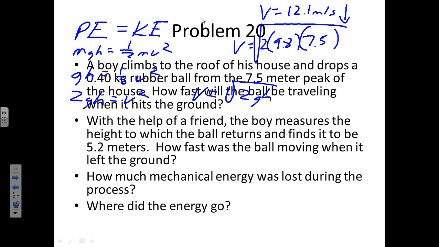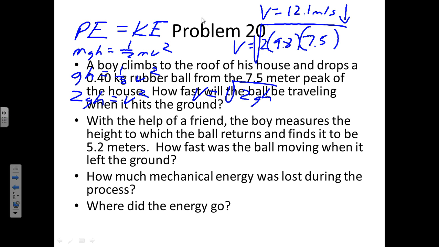All right, with the help of a friend, the boy measures the height to which the ball returns and finds it to be 5.2 meters. So it hits the ground and it bounces back up 5.2 meters, not 7.5 meters. How fast was the ball moving when it left the ground?